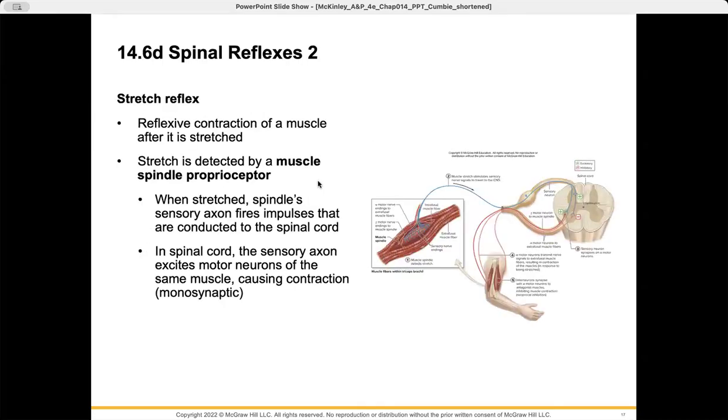So let's take a look at that muscle spindle proprioceptor. You can see that there's a connection here between the spinal cord and this skeletal muscle. We have the sensory neuron, and we've got the motor neuron output. And so the stretch reflex is essentially using this muscle spindle proprioceptor in order to determine stretch in muscles.